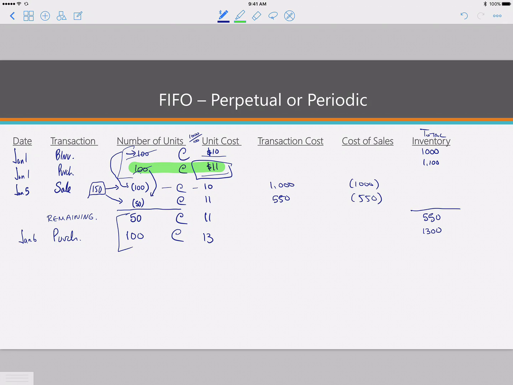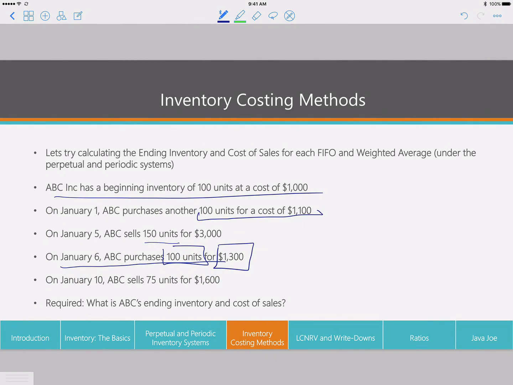So let's take a look at our next transaction after January 6th. On January 10th, we sold 75 units for $1,600. So once again, we don't care about the sale price here. And this is a common trick that you're going to get on the exam. They're going to give you the sale price. It's not necessarily important unless they're asking you to do something specific with that. We care about cost here, trying to figure out the costs of our inventory.